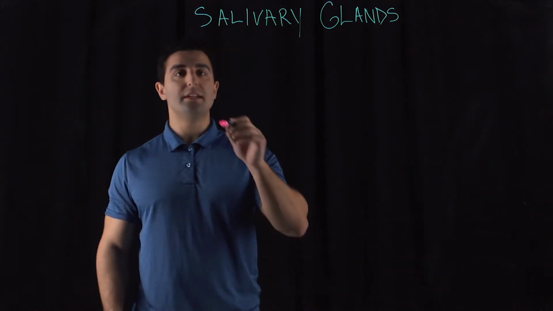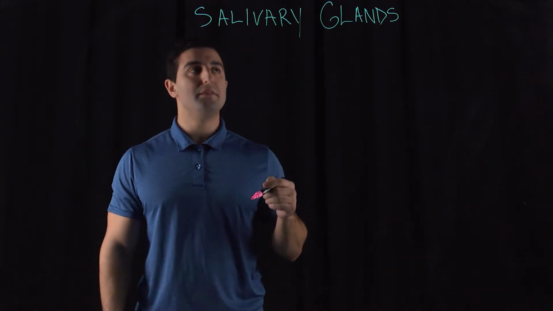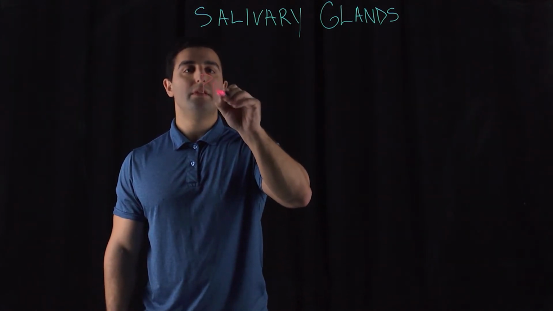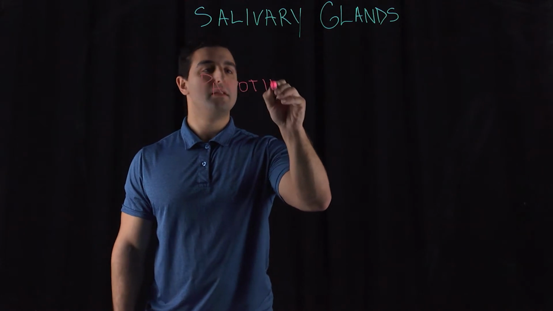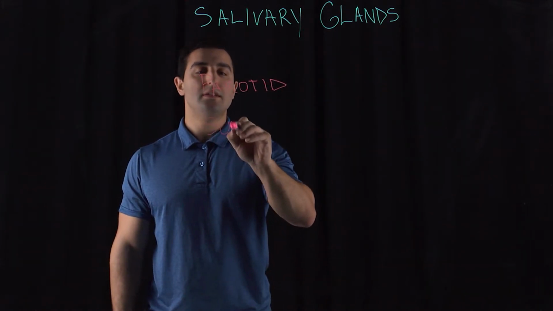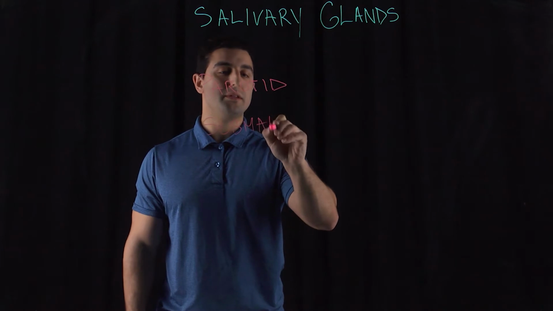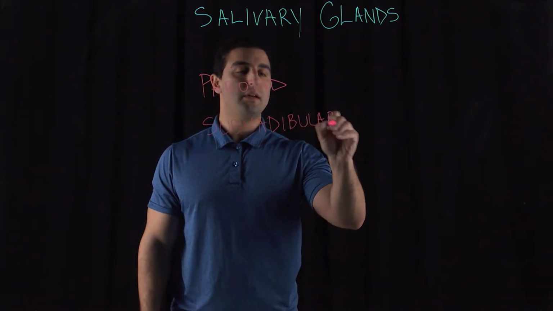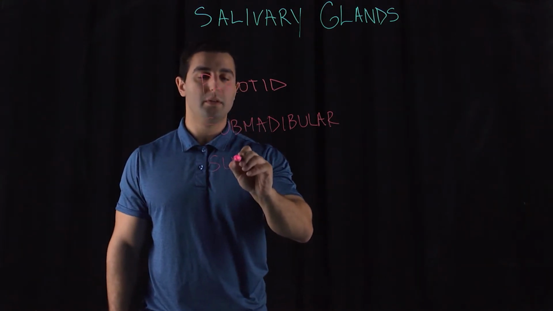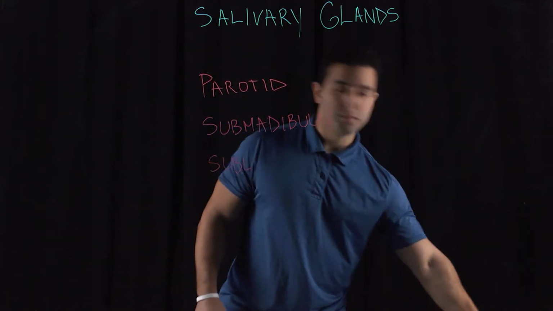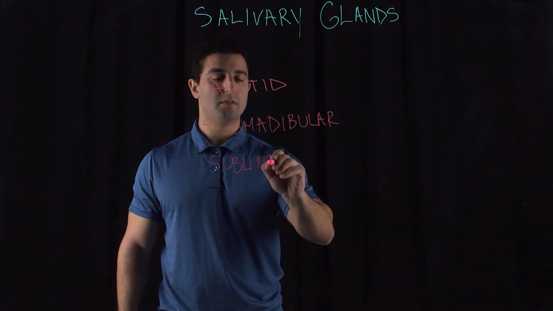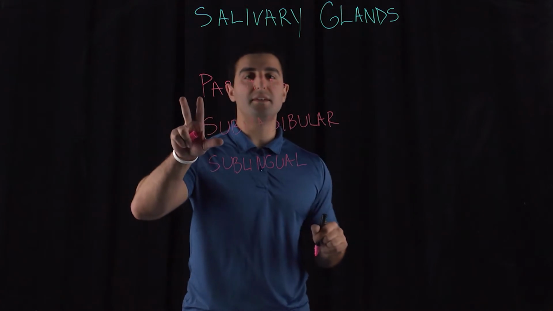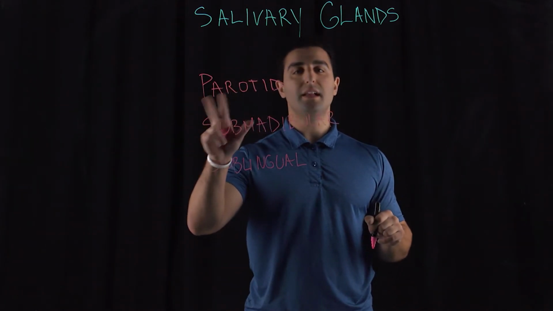So first things first, we have three different types of salivary glands. We have the parotid, located below the ear. So parotid. We have the submandibular, so it's below the mandible. And then finally we have the sublingual. Okay, so these are the three different types of salivary glands, right?